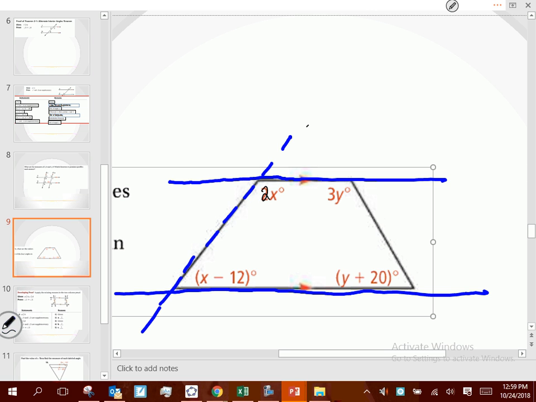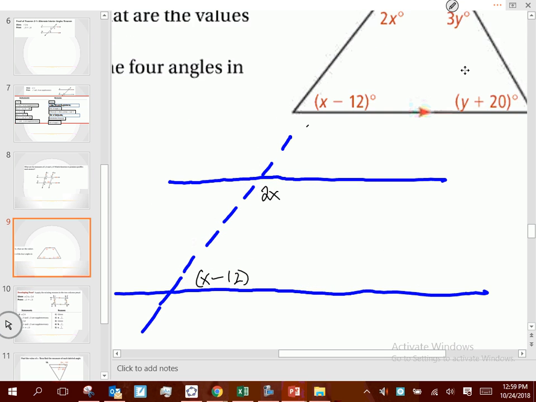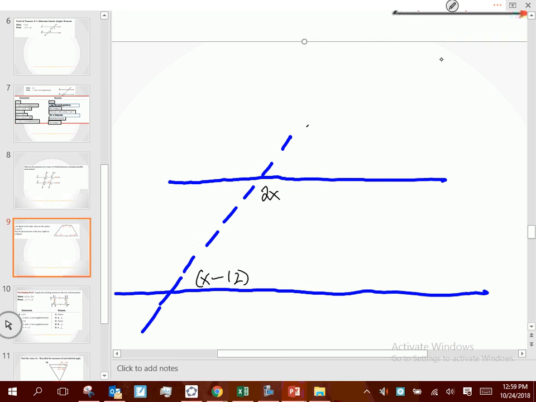Can you see that this is 2x? And this is x minus 12. And then when I take that image out of there, is that the run-of-the-mill, traditional, general parallel lines and transversal image that we've been looking for? What would be the relationship between those two angles? Supplementary. So we take 2x plus x minus 12 equals 180. And you guys have been solving that since you were like 7th grade.